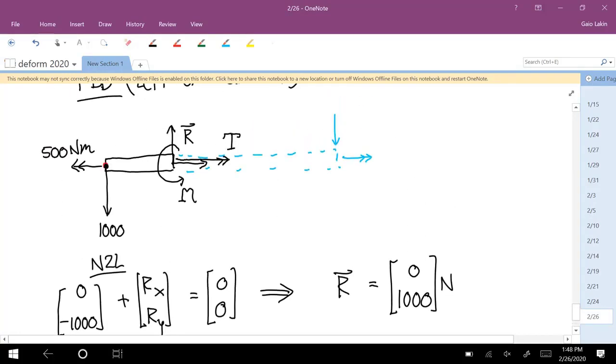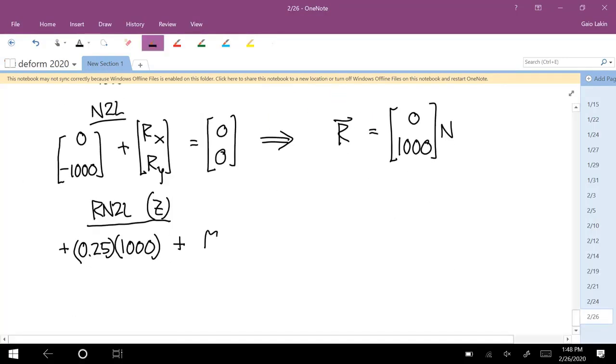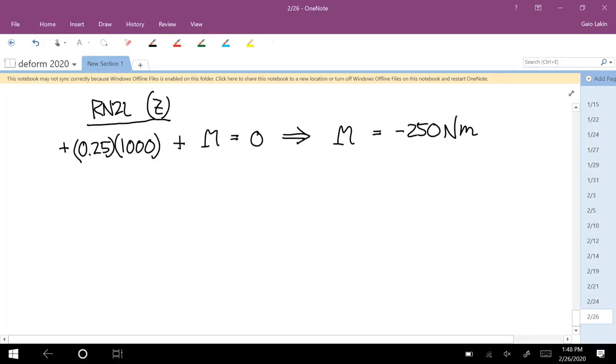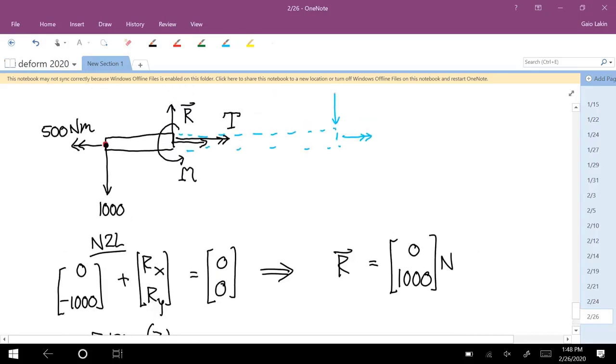And then the only other thing that produces a moment about the z-axis is M. So we have plus M. That adds up to 0. So that internal bending moment is equal to negative 250. And then the last thing is the x component of the moment equation. The only things producing moments about the x-axis are couples. So we have the negative 500 and the positive T.